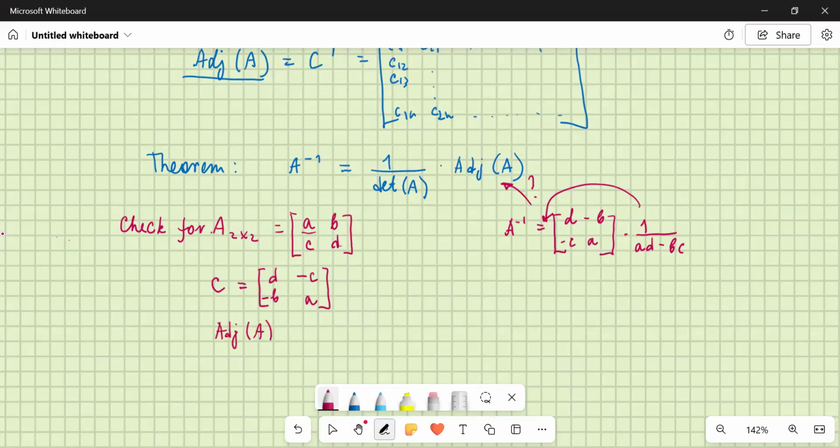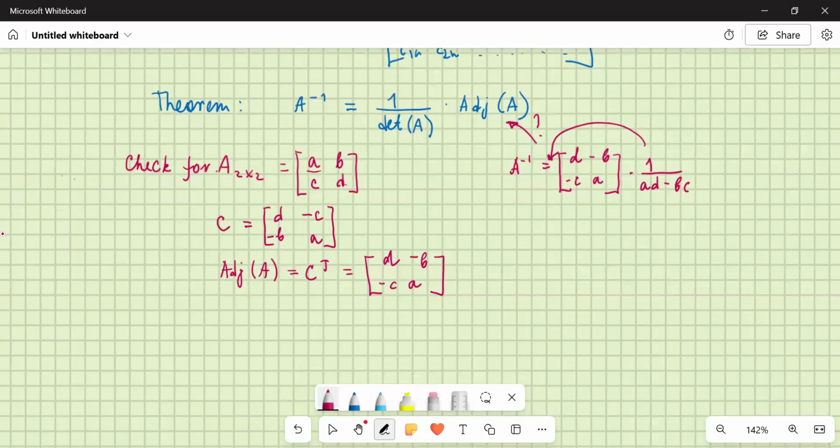Adjoint of A is C transpose, right? I'm going to do this C transpose. Diagonal elements are not going to move, and transpose is going to turn this minus C into minus B and minus B into minus C. That's my adjoint. Now I'm just going to apply the formula.